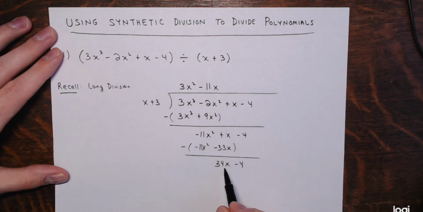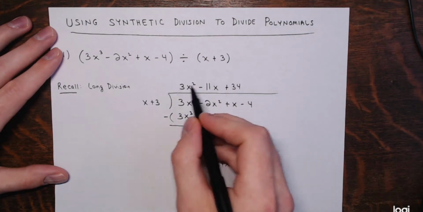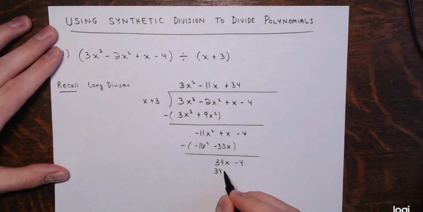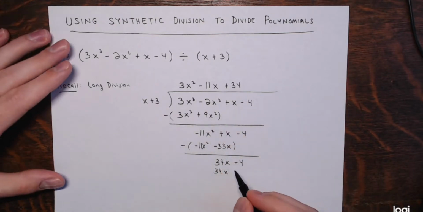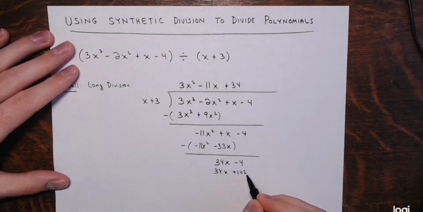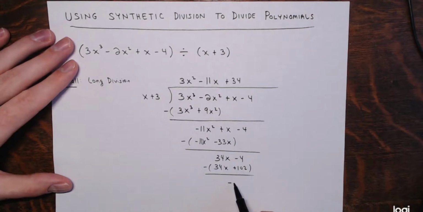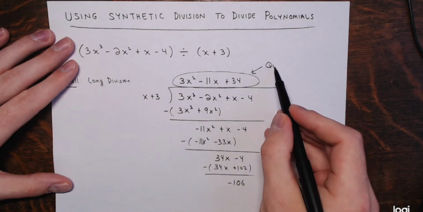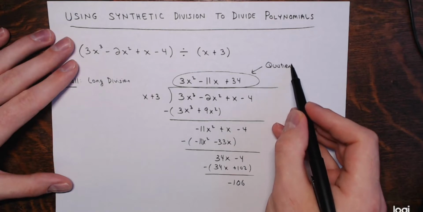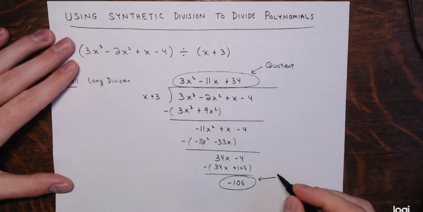And then finally, dividing the lead terms, you get positive 34. Multiply the 34 by x plus 3, you get 34x, then 3 times 34 is 102. And subtract all of that. Negative 4 minus 102 is negative 106. So this was the quotient, this was called the quotient. And after all the division was done, this number here, after the last subtraction, that was called the remainder.